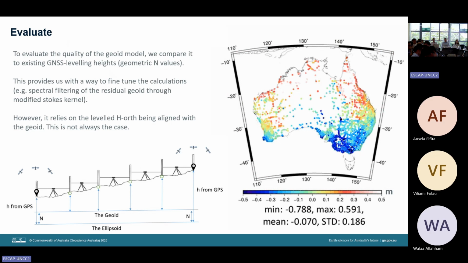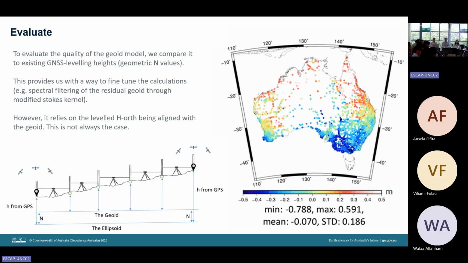These comparisons are difficult though, and often fraught with difficulty. So we've got here an example of the difference between the gravimetric geoid model and GNSS minus leveling derived heights in Australia. And there's a significant north-south trend and a fair amount of variability. So really, the best we can say from this comparison is that the modeling was accurate to around 18 centimeters.